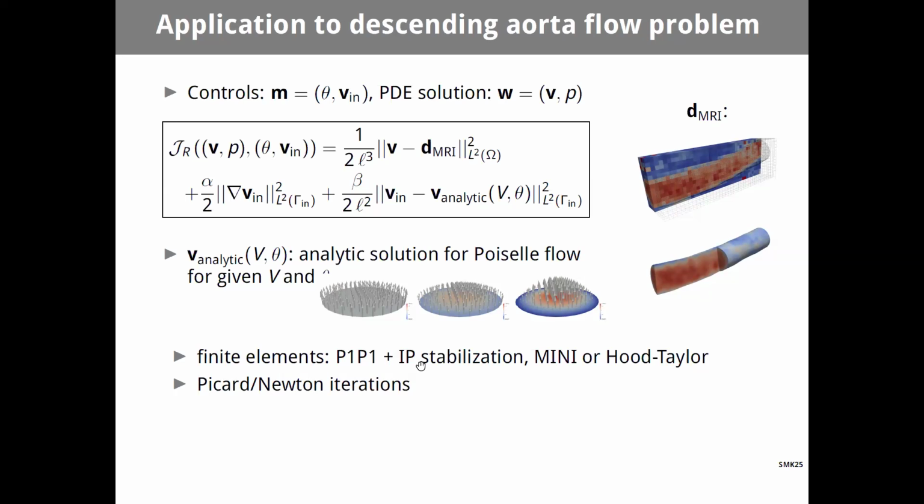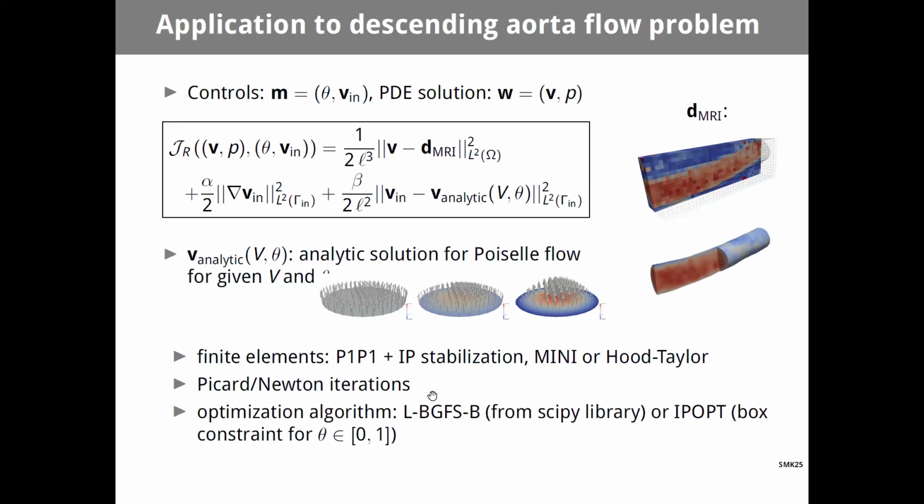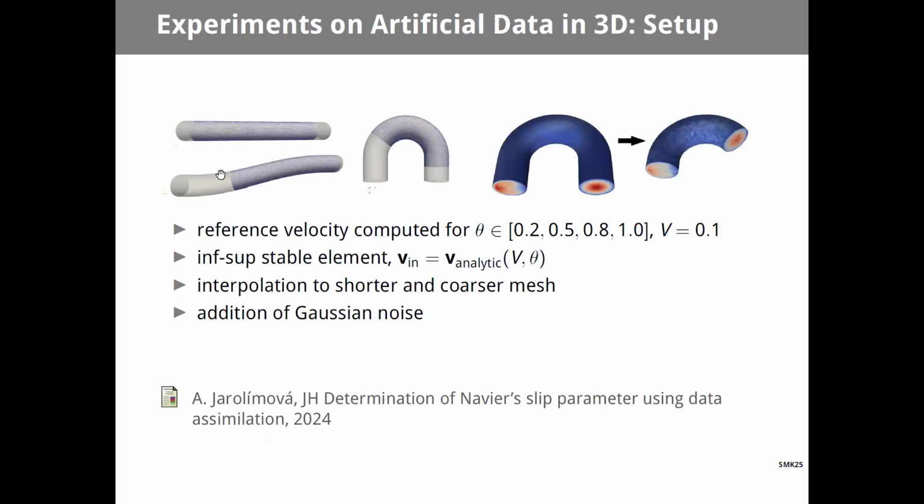So the discretization of Navier-Stokes that we use here is P1 with some stabilization, which gives much smaller problems, and we use some optimization algorithm. It's a limited memory implementation from the CP library. And this looks for theta from this range such that the computed velocity is as close as possible to the observed. So first you can think of some artificial data.